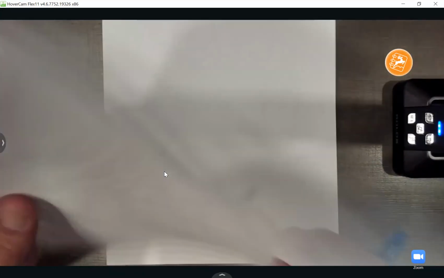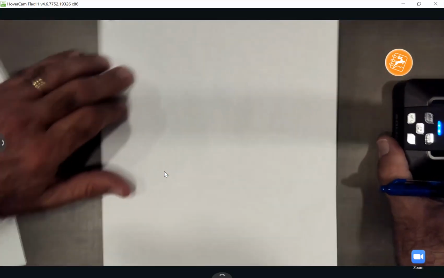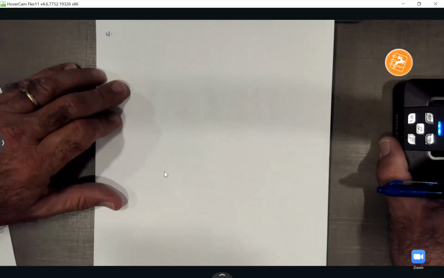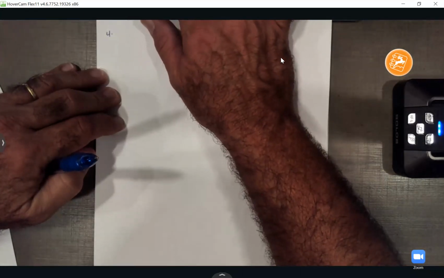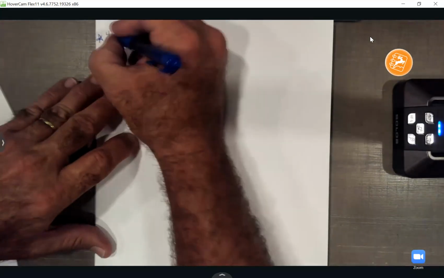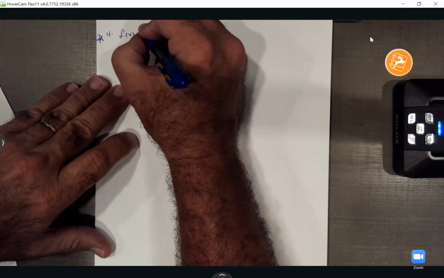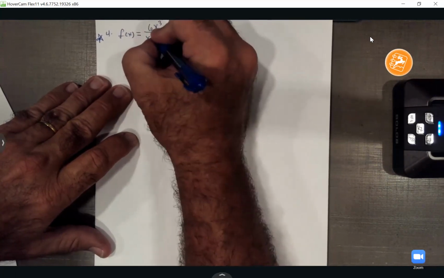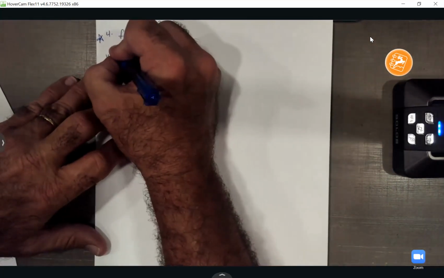All right, so let me click this paper again. Number 4 is the only one that had an oblique, and I'm going to show you how to get that one. If it's got an oblique, it's not going to have a horizontal asymptote, okay? So number 4, make a star by it. It's the one that did the oblique. This one has f of x equals 6x to the 3rd over x squared minus 9. So let's find our vertical asymptotes.